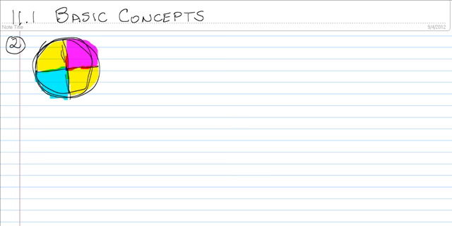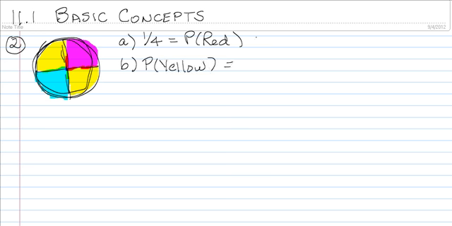They want to know the probability the spinner would land on red. We see there's 1 red section out of 4, and they're equally likely. This time I'll put the probability of yellow. We have 2/4, which reduces to 1/2, and the probability of blue is 1 out of 4.